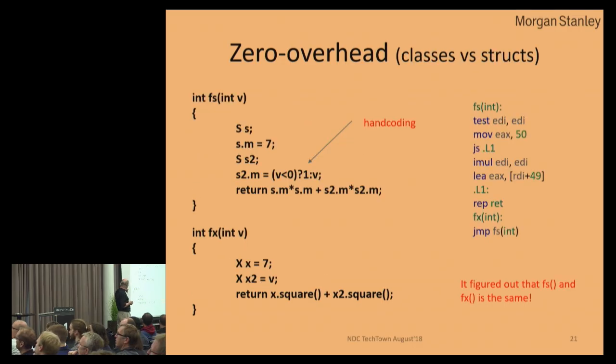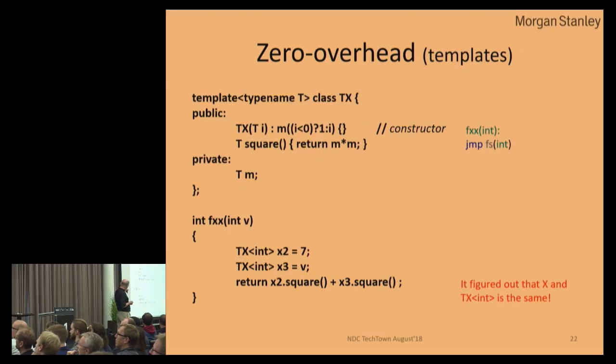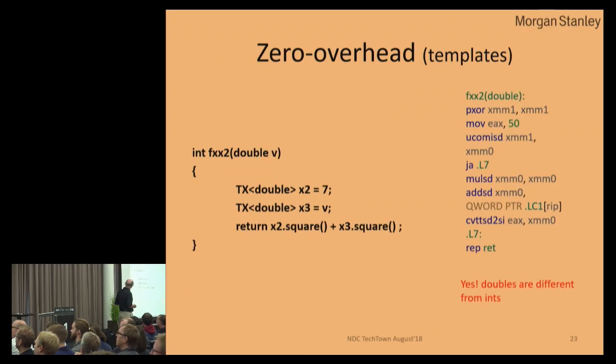See, it is with X, fx. And there it is with fxx, which is the templated version. And again, it figured out it was exactly the same code and just did a jump to what I'd just done before. If there'd only been the templated version, of course you would have gotten the code that you got for fx, identically.